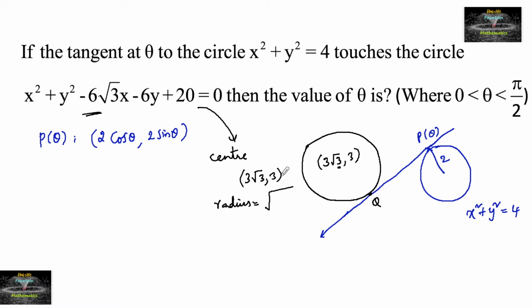is under root of g square plus f square minus c, that is 3 root 3 square is 27, 27 plus f square is 9, minus 20, which equals to 16. Square root of 16 is 4 units. So we can say the radius is 4 units.